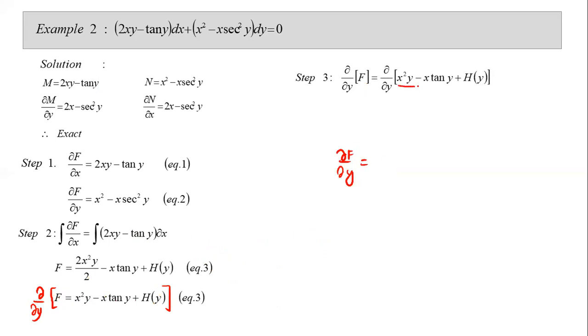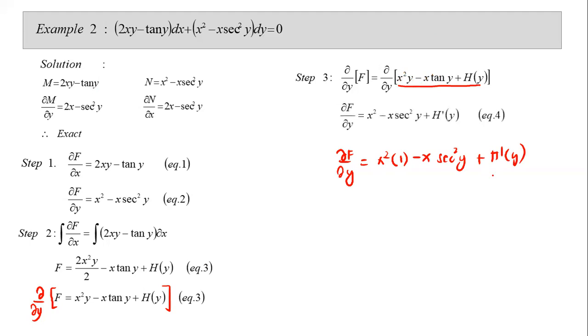equals, again, differentiating this with respect to y. So you got x squared, that's constant. Then derivative of y is 1. So with respect to y, this negative x is constant. And then you know that the derivative of tangent y is secant squared y plus h prime of y. And then you have this. The partial derivative of f with respect to y is equal to x squared minus x secant squared y plus h prime of y. And let it be equation 4.